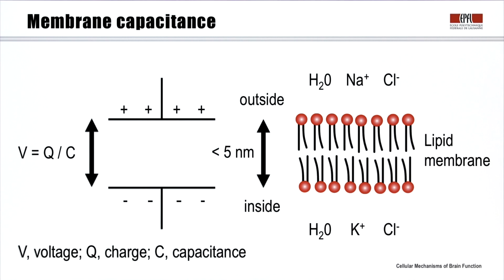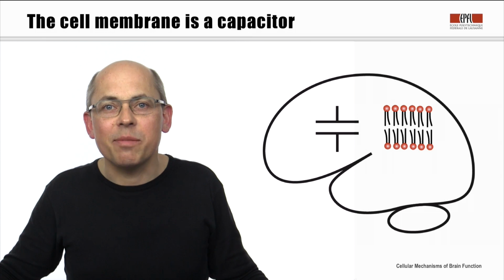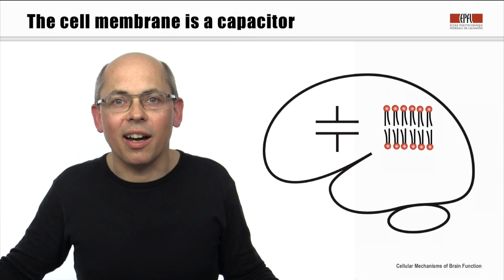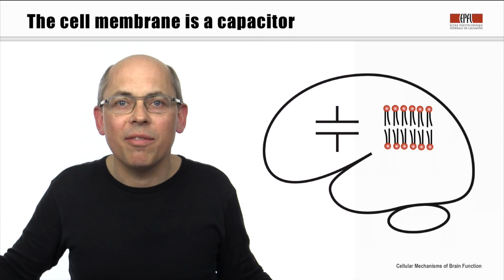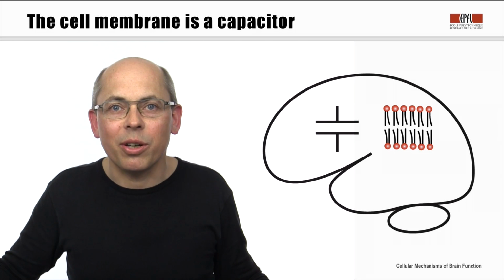In this first lesson, we've learned that the cell membrane is made of a phospholipid bilayer that's impermeable to ions and is of about 5 nanometer thickness, allowing the cell membrane to act as an electrical capacitor.